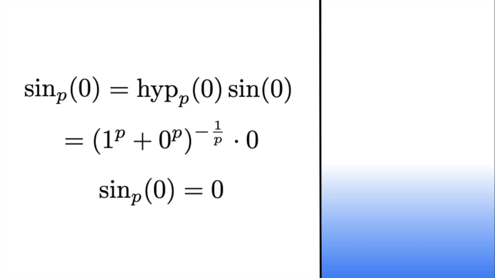Let's start with the easiest one first, sine base p of 0. We'll break down sine base p into height base p and sine. Since sine of 0 is 0, by the zero product property, sine base p of 0 is 0.